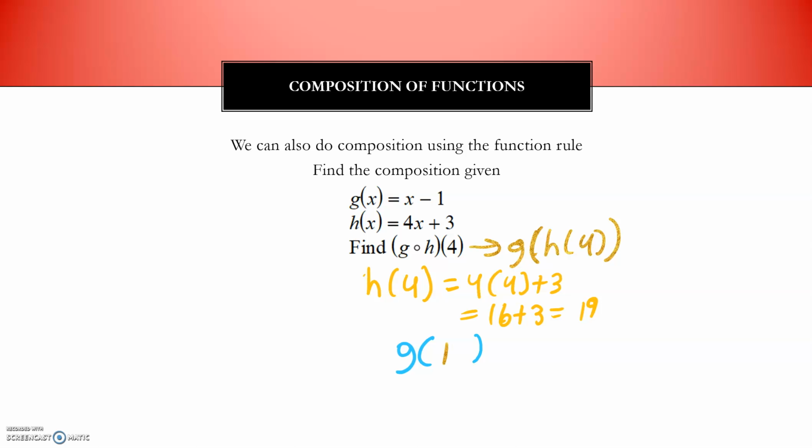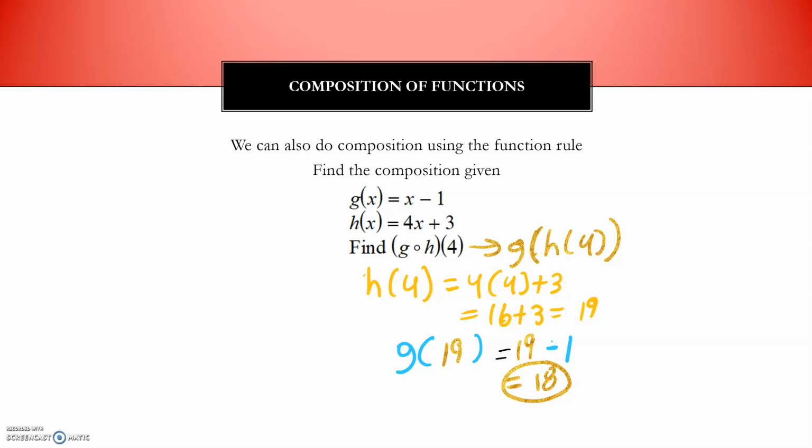So g of 19 is going to be equal to 19 minus 1, and so from there we would have 18. So g of h of 4 is 18. Inside function, then outside.